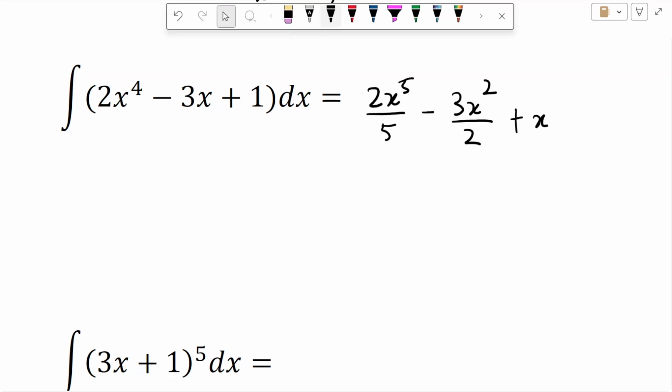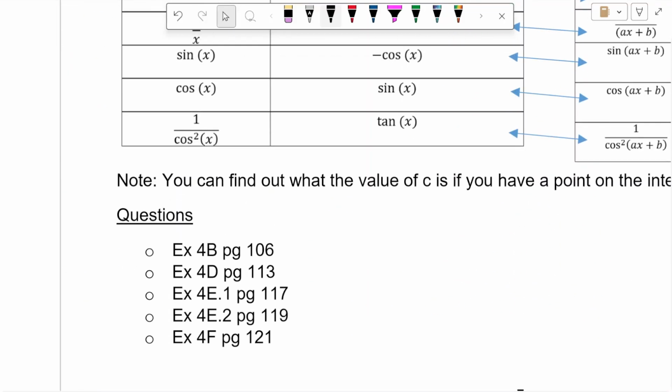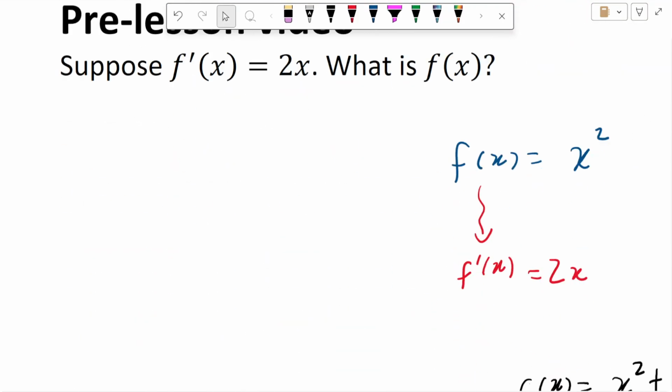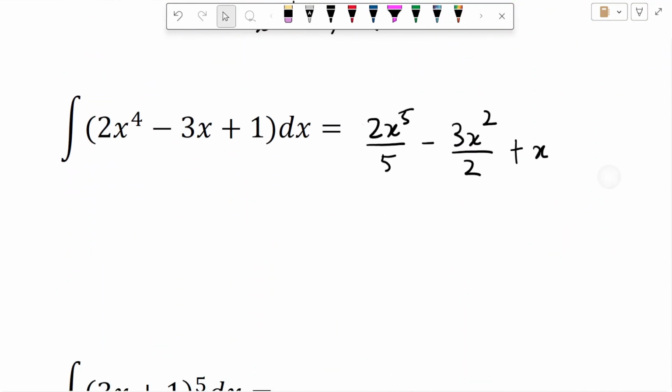Or if you want, there is an actual rule for this. So right up the top of that table, integral of a constant is that constant times x. By the way, all these integral rules need plus c when you write them out. I just didn't want to clutter up the table too much. Okay. Good stuff. Speaking of, our integral here needs plus c.